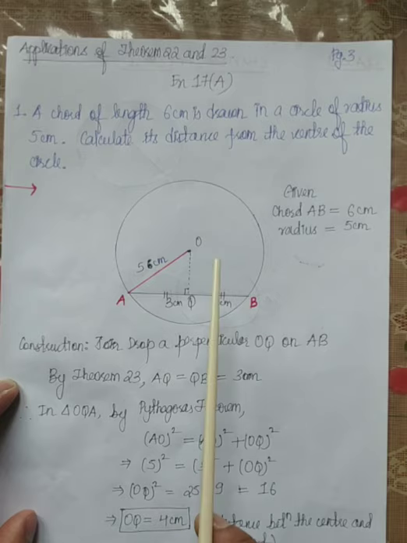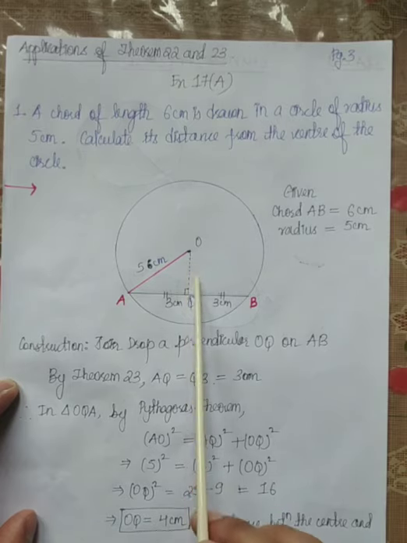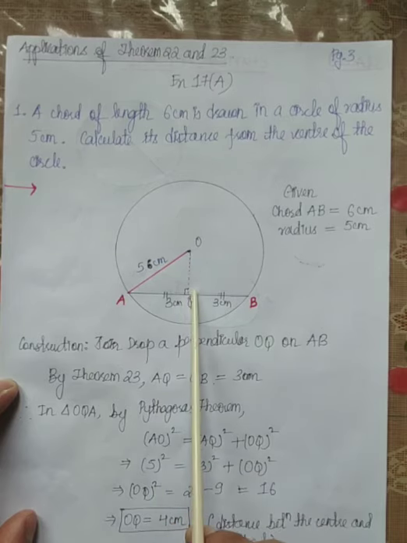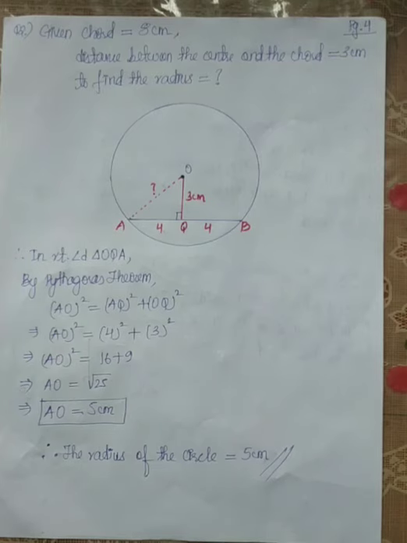So hence, what is the distance between the center and the chord? Because OQ, isn't it? The distance between the center and the chord is how much? 4 centimeter. So pause the video to note it down. Alright, now next we move to question number 2. So please read the question from your book.